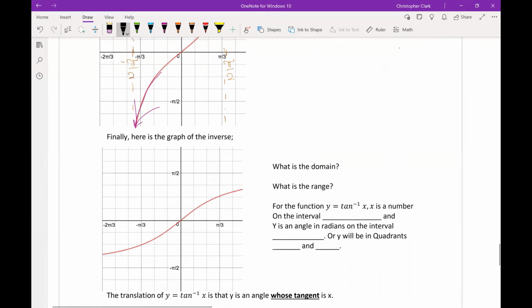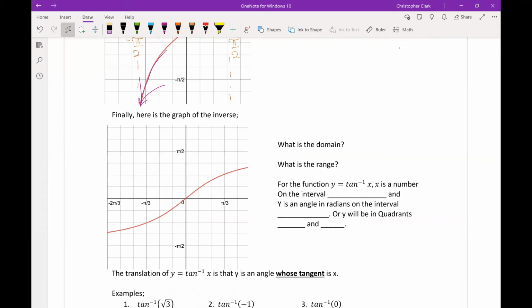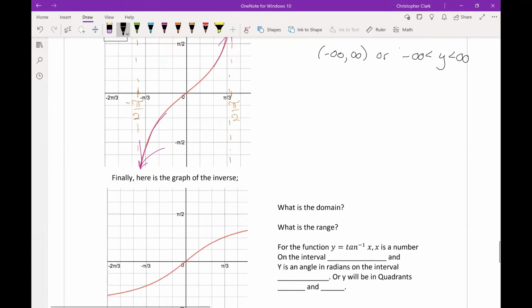Okay, so now we're going to play around with the inverse. So this here is the graph of the inverse. We can see that we flipped it across the y equals x line. And what is the domain? Well, if the range of the original function was negative infinity to positive infinity, the domain is going to be negative infinity to positive infinity of our inverse.